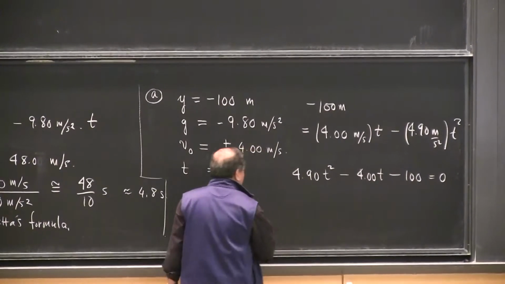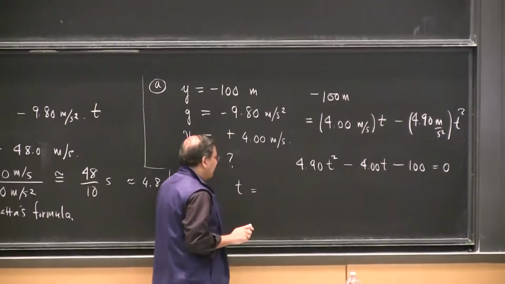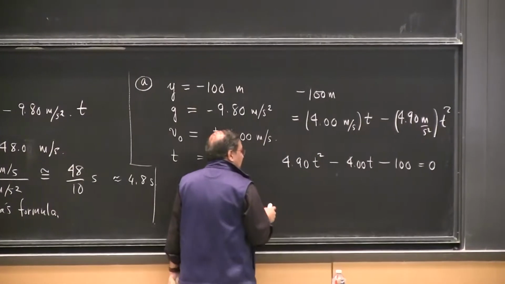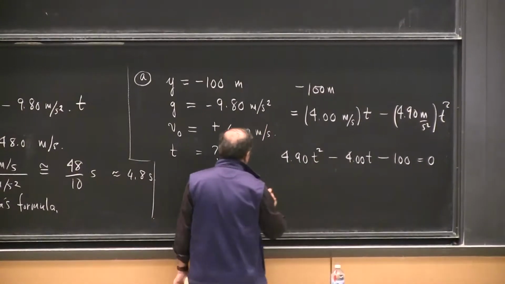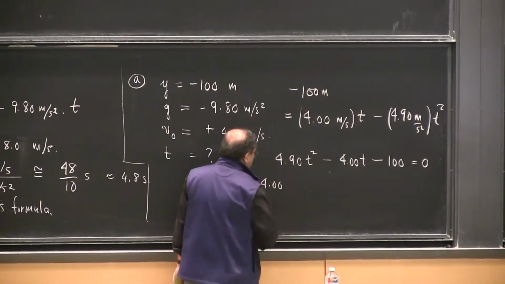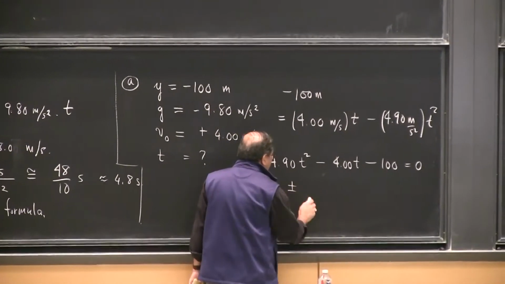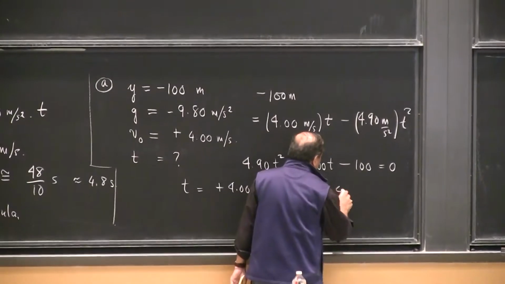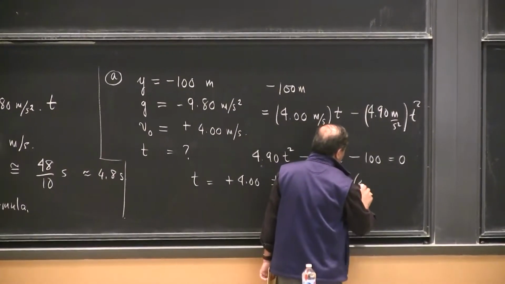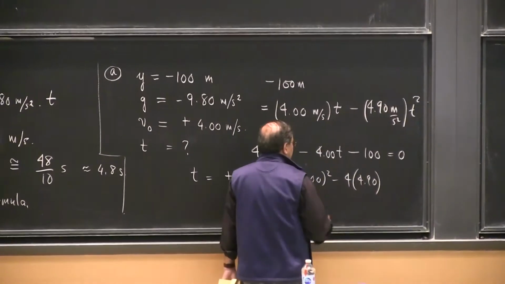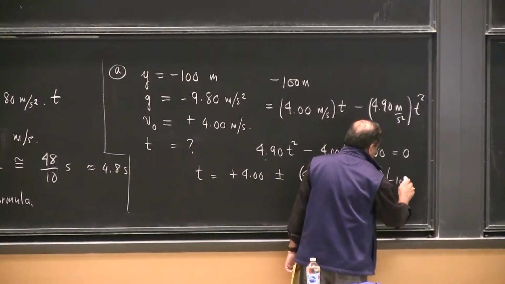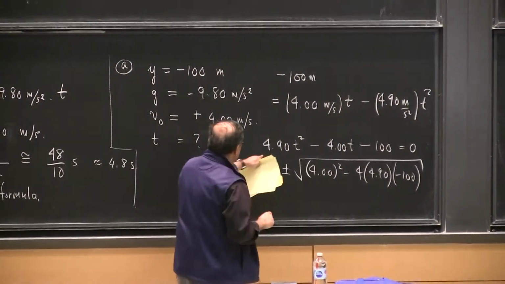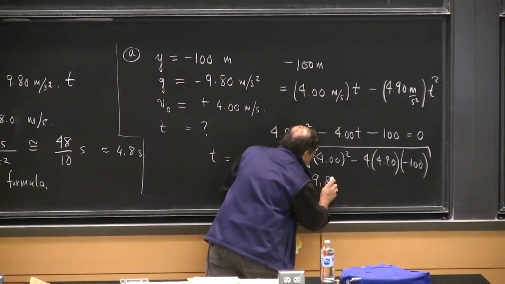So according to Aryabhatta's formula, I'm looking for time. Minus b, this is a plus b there in the formula statement. So I already have, so I need to minus the minus b. So in other words, this becomes plus 4. Plus minus b squared, so that will be 4.00 squared, minus 4, a is going to be 4.90, and c is going to be minus the 100, divided by 2a. 2a is twice 4.9, so that will be 9.80.